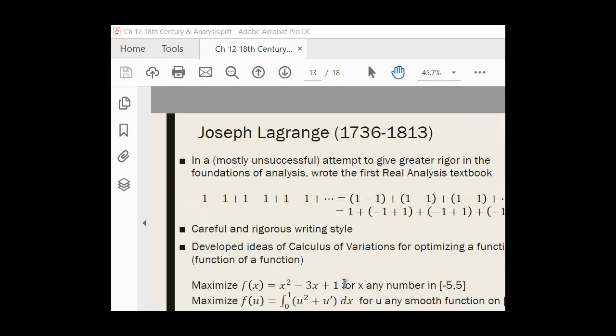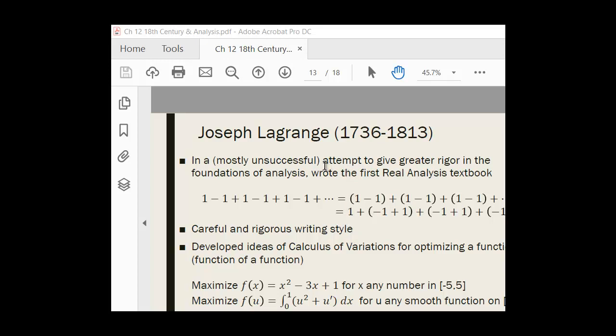Let's switch to Lagrange, who was one of the two heavy hitters of this time period. By the way, most of the top mathematicians of the late 1700s were in France and Italy.